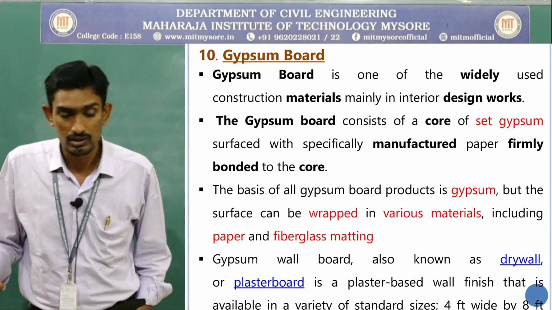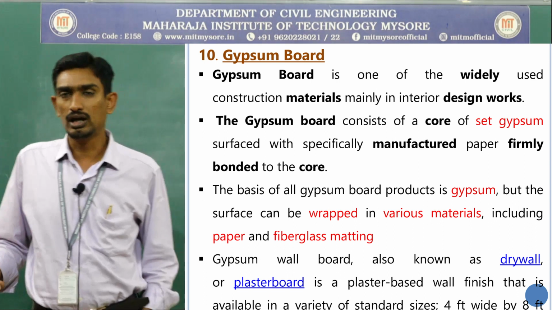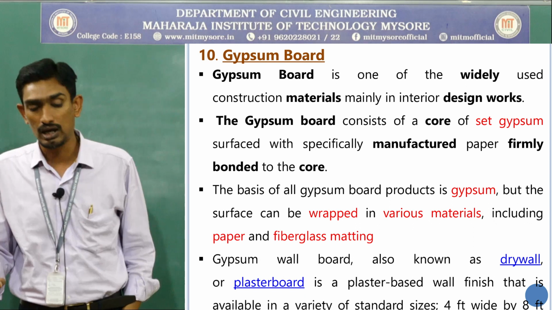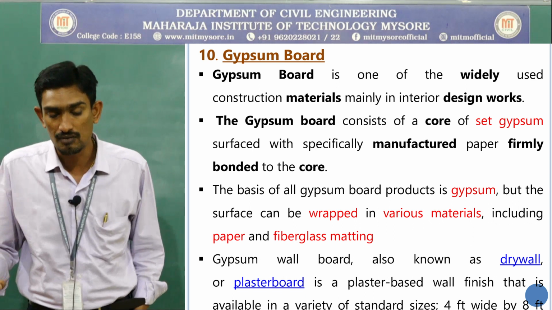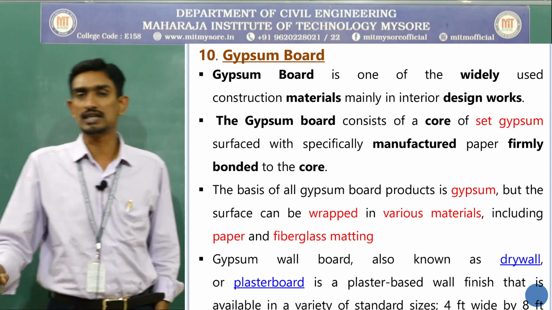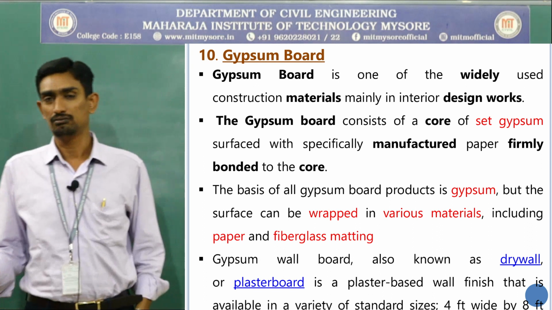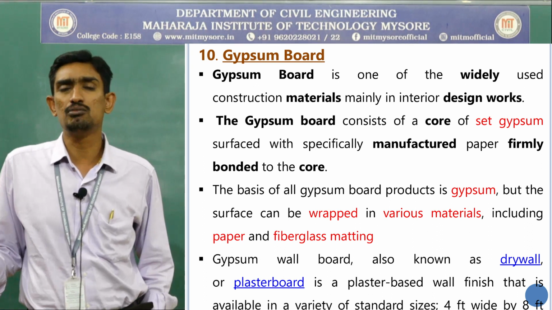Next, this gypsum wall board, or we can say drywall or plaster board, is a plaster board with a wall finish that is available in varieties of sizes, 4 feet wide by 8 feet high. So this is the size of gypsum board we can get.